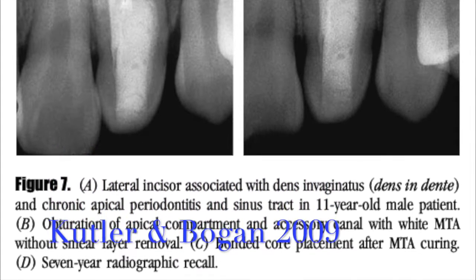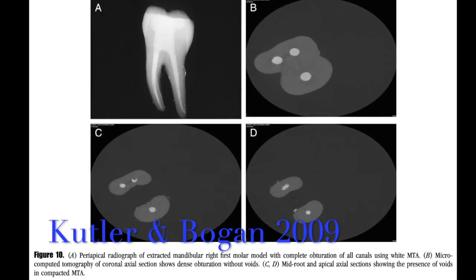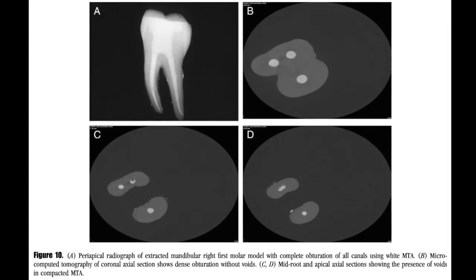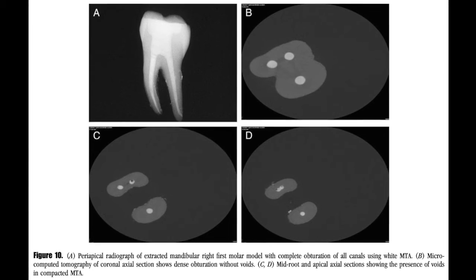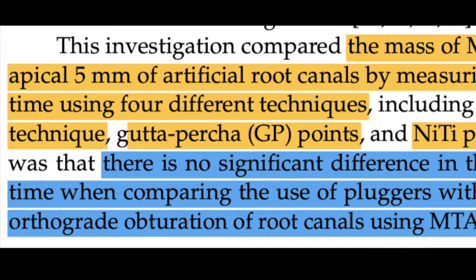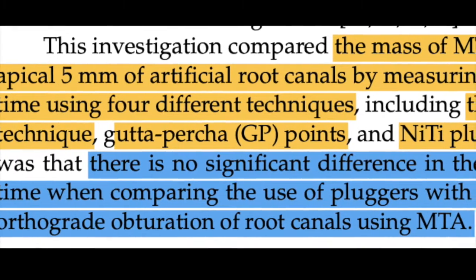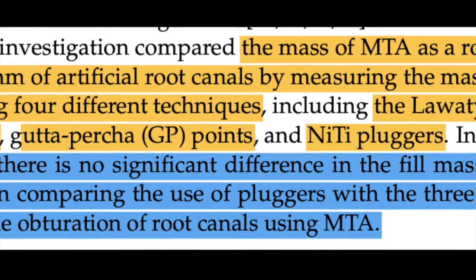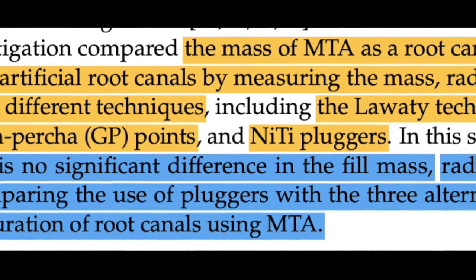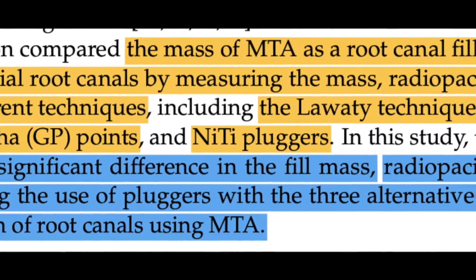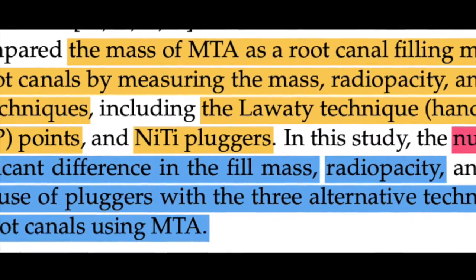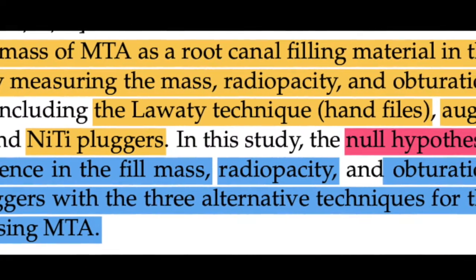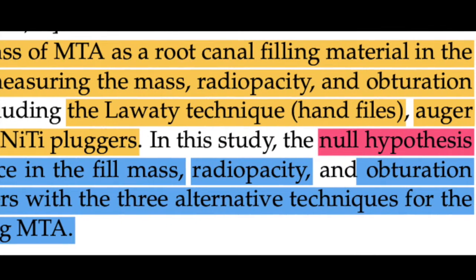Despite that, all current obturation techniques with MTA can show a dense fill radiographically, but micro-CT of extracted teeth reveals small voids in most experimental specimens. Now, the aim of this investigation is to compare the mass of MTA as a root canal filling material in the apical 5 mm of an artificial root canal by measuring the mass, radiopacity, and obturation time using 4 different techniques, including the Lawaty technique, Auger technique, modified GB cone technique, and Buchanan plugger.